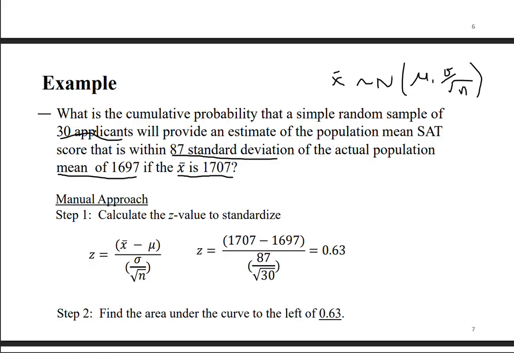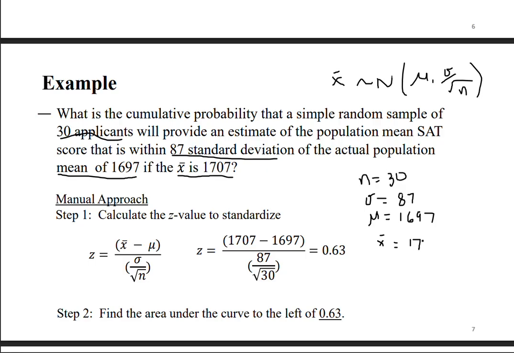4 very important parameters here. Number 1, our sample size has been given to us, and according to the question, our sample size is 30. The other thing we know is the population standard deviation has also been given to us, and we have a population standard deviation of 87. The population mean, according to the question, is a SAT score of 1697, and we know the sample mean is also right here. Our sample mean is 1,707.